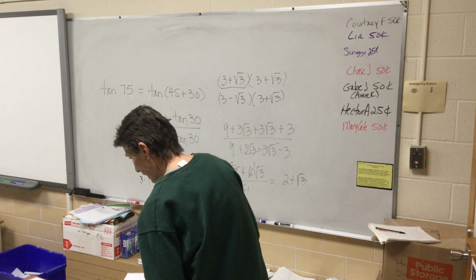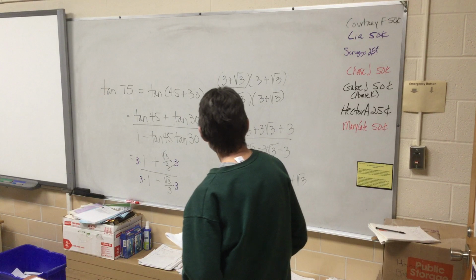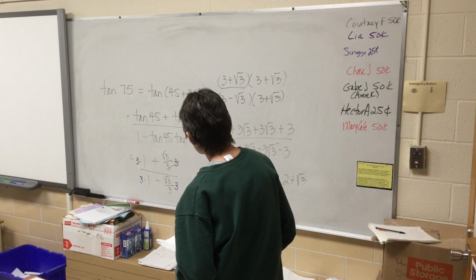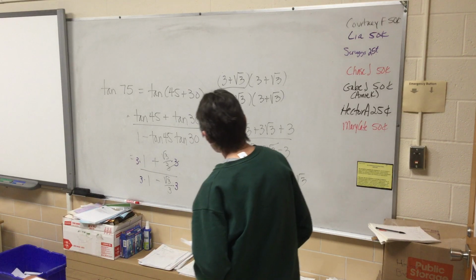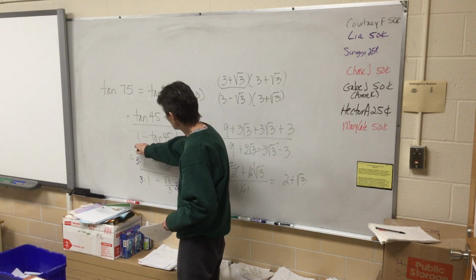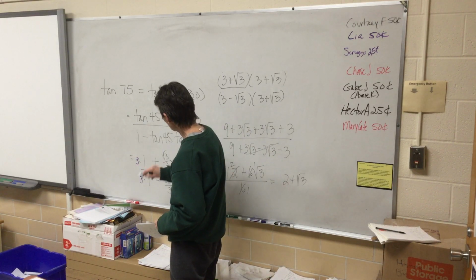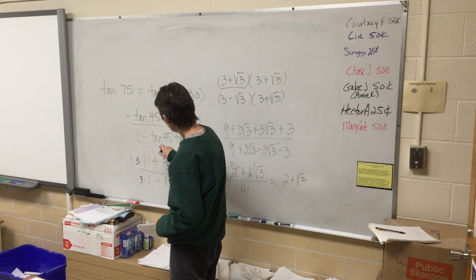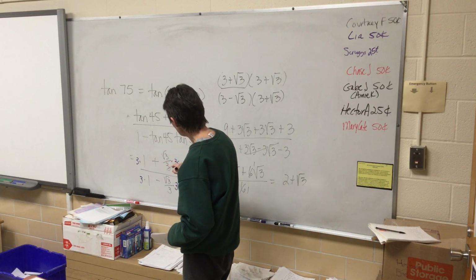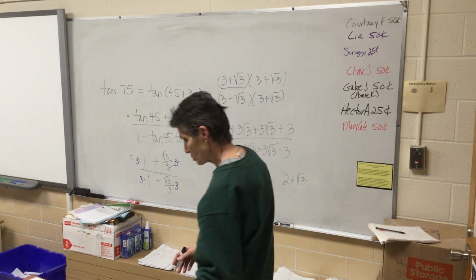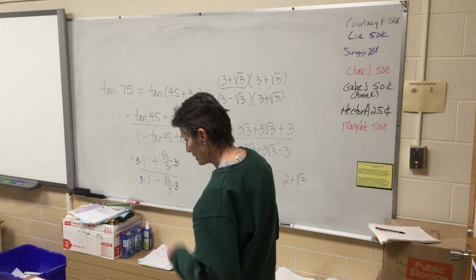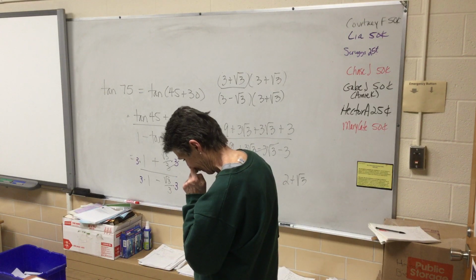When tan 45 went to 1, how do you get 1 minus square root 3 over 3 in the denominator at the very beginning? Okay, there's 1. That 1 is in the formula. Would it be 1 minus 1 times tan 30? It's 1 times root 3 over 3. Okay.